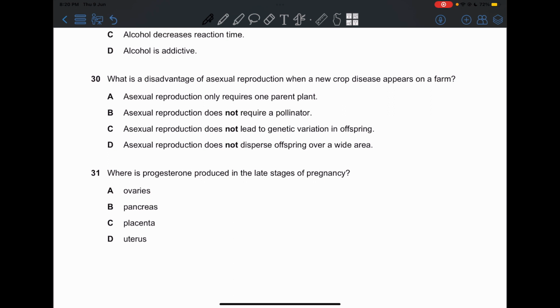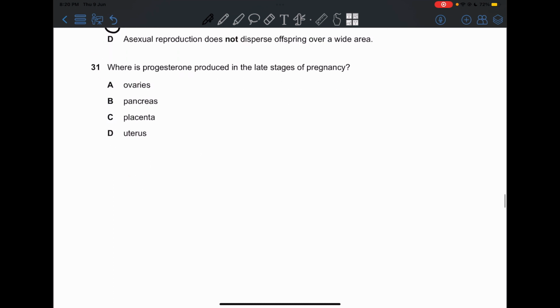Now option A says asexual reproduction only requires one parent plant. Now, this is not really related to the disease. So B says asexual reproduction does not require a pollinator. This is also not related. C says asexual reproduction does not lead to genetic variation in offspring. Now, this is correct, and this is a reason why it's going to be a disadvantage when a new crop disease appears.